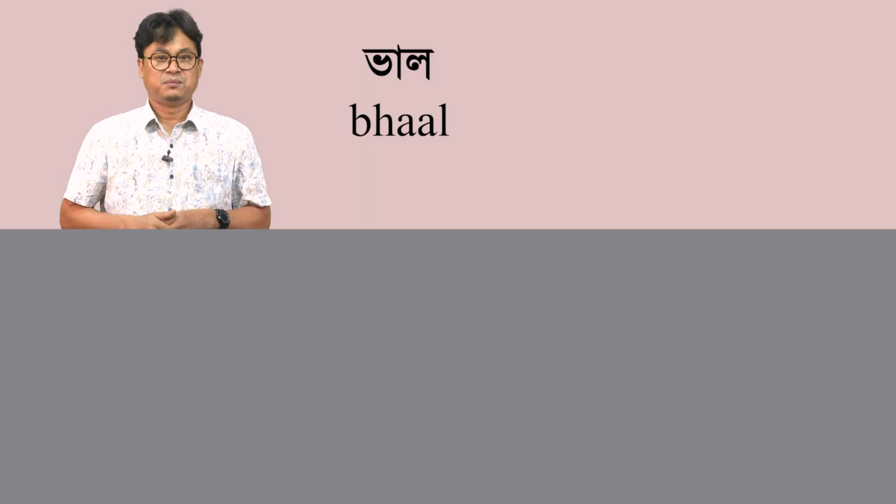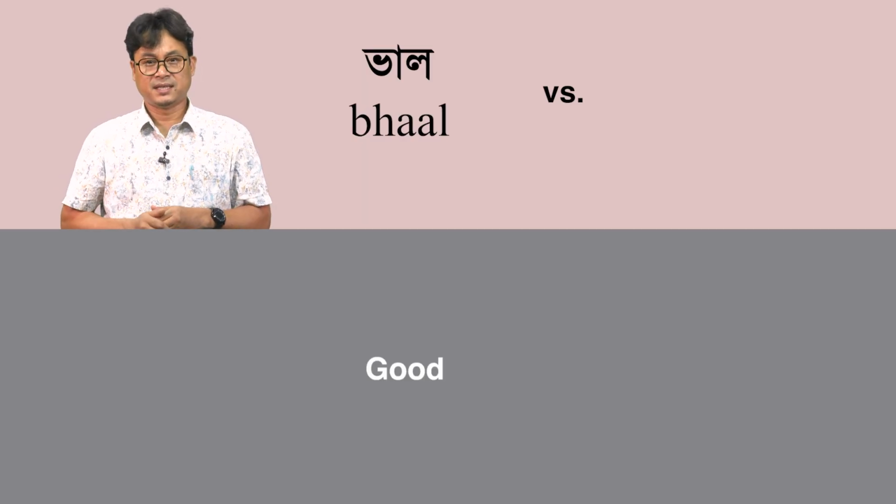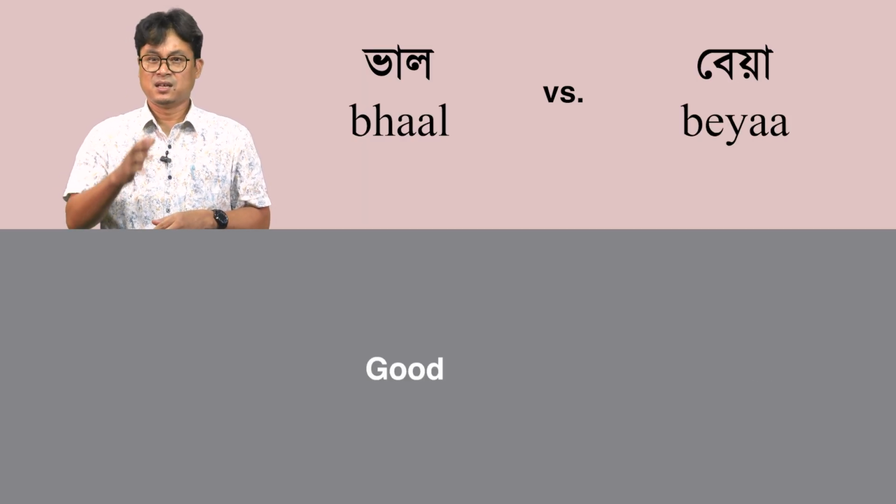Next, let's look at antonyms among adjectives in Assamese. Adjectives are perhaps the most common class where antonyms occur. They describe qualities, attributes, and characteristics. Let us examine some common adjective pairs. For example, bhal means good versus beya means bad.